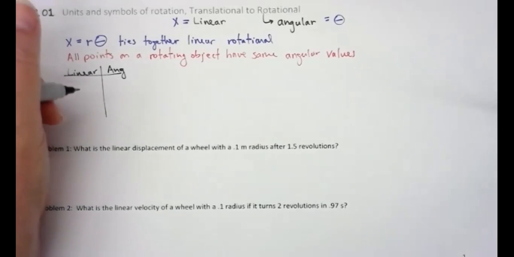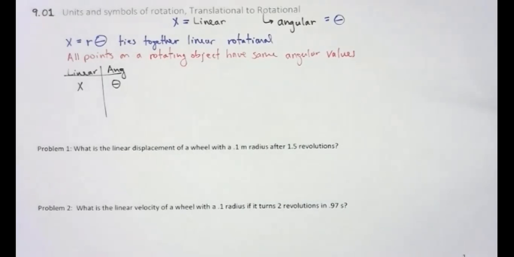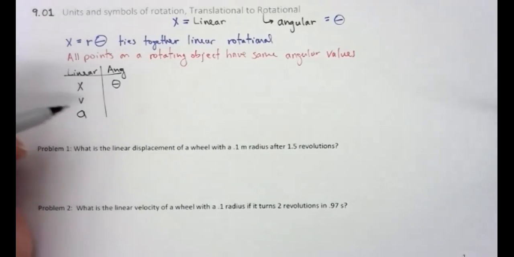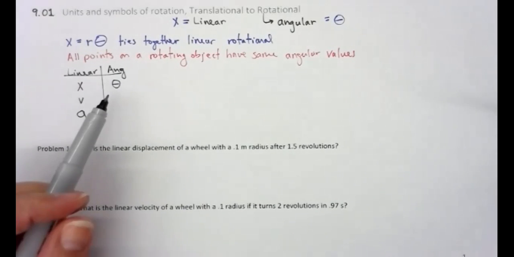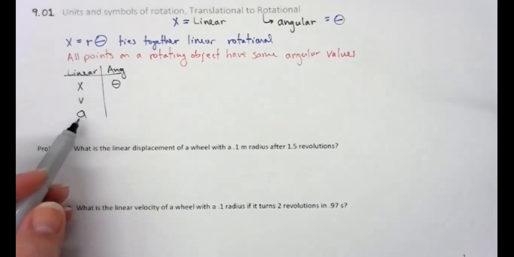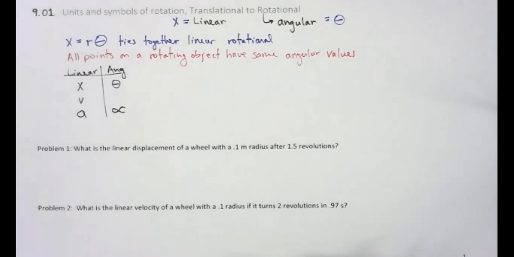Linear and angular. We said displacement is x, and for angular, it's theta. Velocity for linear is v, and acceleration is a. What they've done for angular values is they've gone into the Greek alphabet. The Greek lowercase letter for a is alpha, and lowercase, it looks like that. Kind of looks like half a fish. It's open on one side.